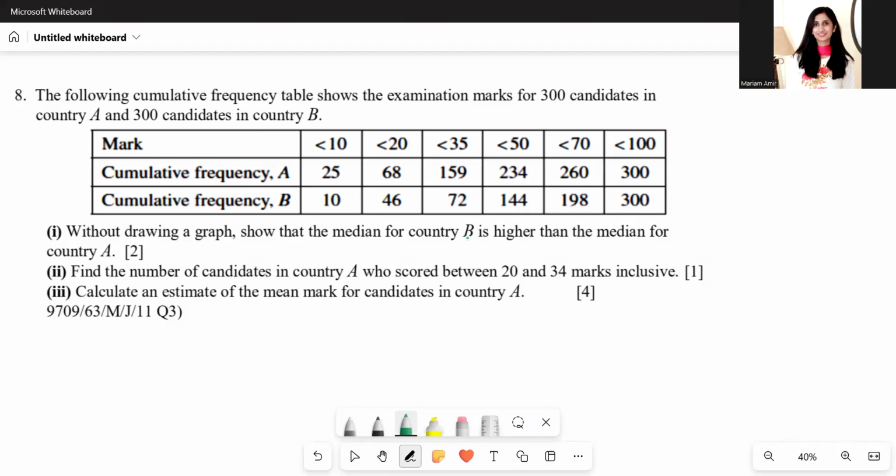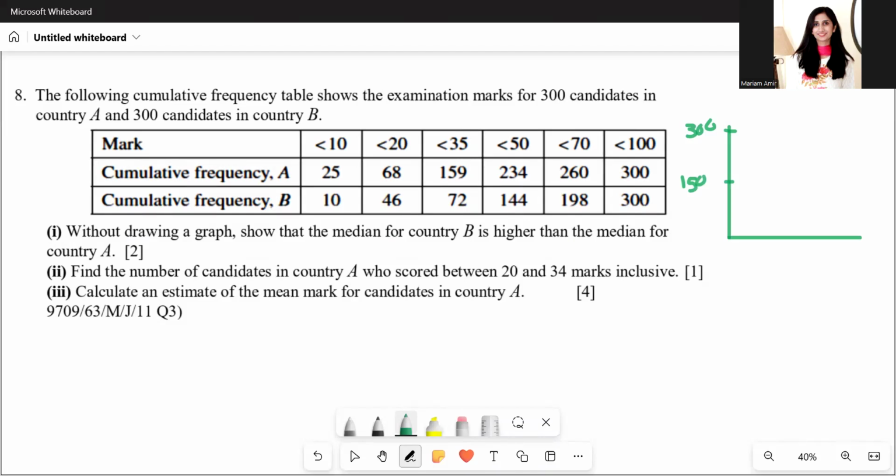Without drawing a graph, show that the median for country B is higher than the median for country A. Okay, so median is found at 50% of the highest Y value. The highest Y value in both these graphs is 300, so median will be read at 150. At 150, you'll read the corresponding X value. This would be the median.